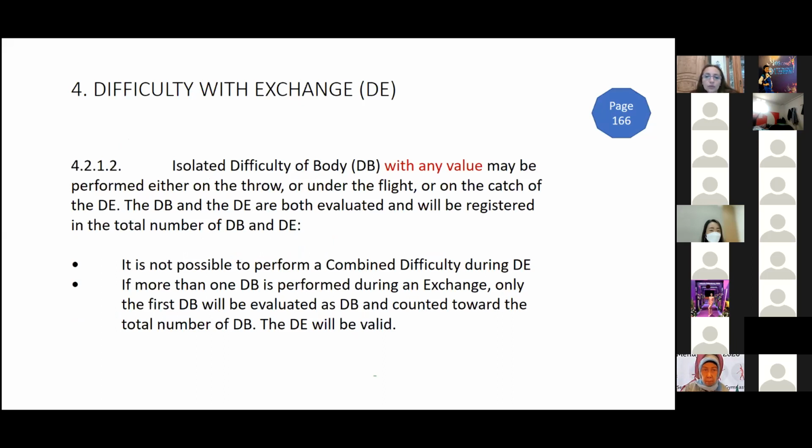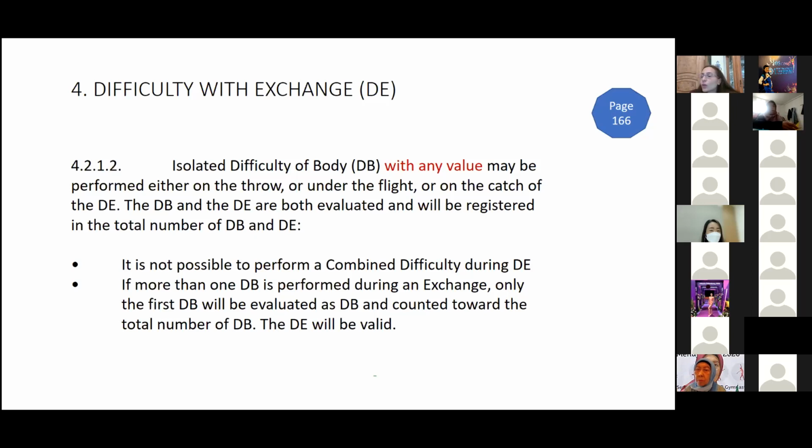Also, this is new for the difficulties with exchange. Isolated difficulty body with any value may be performed either on the throw, under the flight, or on the catch of the difficulty exchange. The DB and the difficulty exchange are both evaluated and will be registered in the total number of difficulty body and difficulty exchange. You cannot do combined during difficulty exchange.